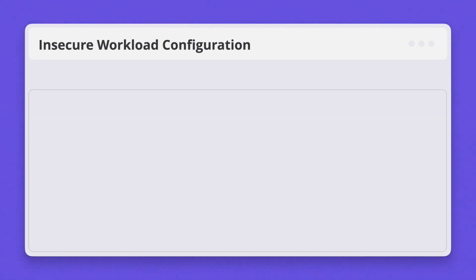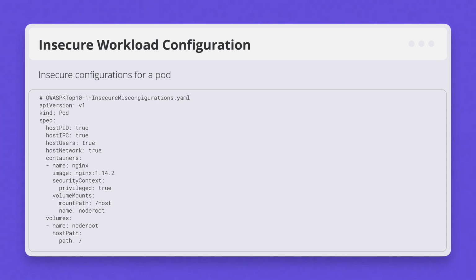Here is a sample configuration file that allows and disables many security defaults provided by Kubernetes. Flipping these flags breaks the isolations provided by the container runtime and makes the pod run with all capabilities. It also mounts the root of the host file system right into the container, allowing for all types of shenanigans.